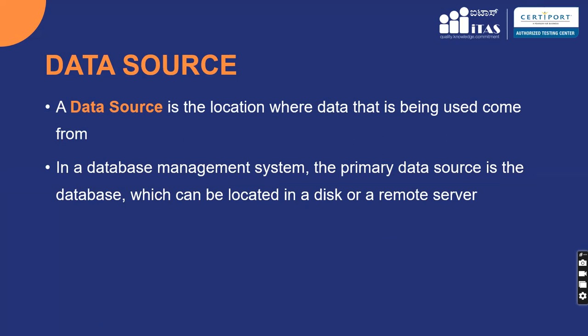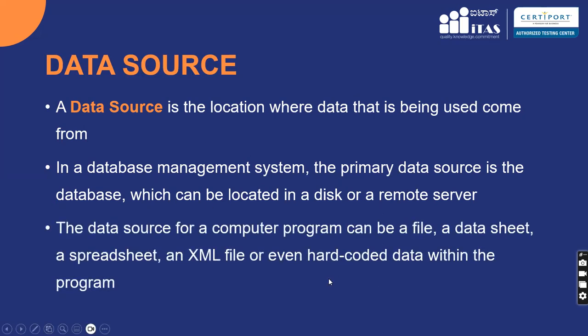From the database only, we are actually getting the data. The data is stored in the format of tables. In Excel, it is stored in the format of sheets or ranges. It goes on like this. It can be located on the disk or a remote server. The data source for a computer program can be a file, an Excel file, a notepad text file, a data sheet in a spreadsheet. I told you, it can be in a sheet or in a range, an XML file like an HTML file, or even hard-coded data within the program. I can hard code as well, but it won't be huge data if it is hard coded. We can hard code a few lines.